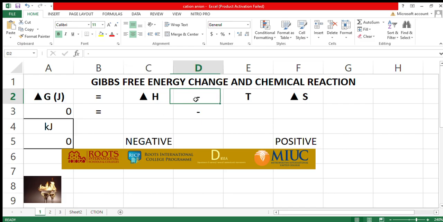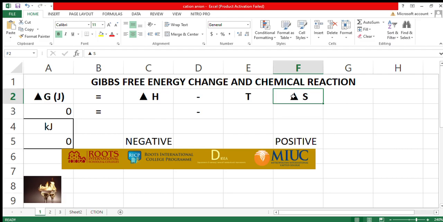So delta H minus temperature, it must be Kelvin temperature. If the temperature is given in centigrade or Celsius, it must be changed into Kelvin by adding 273 into it, and multiplied by change in entropy, that is the measure of the disorder in a particular system.